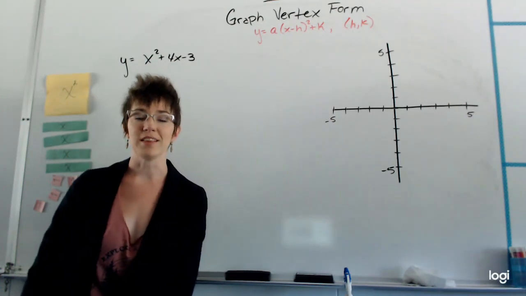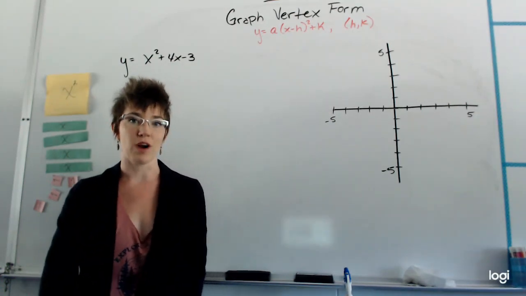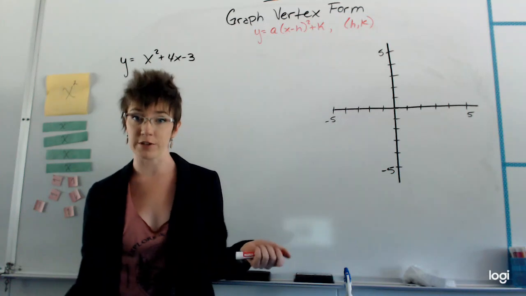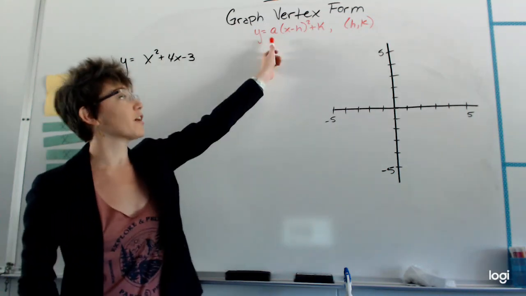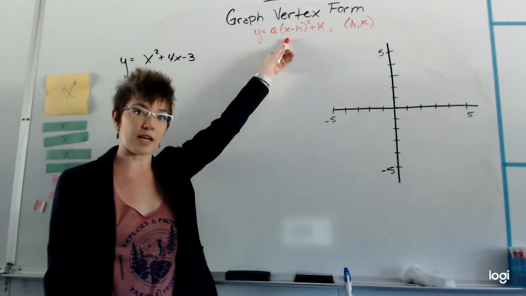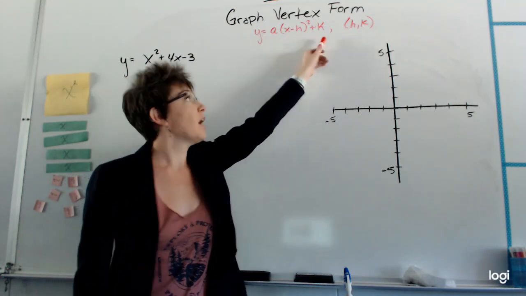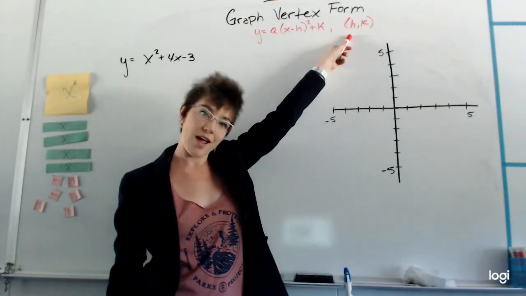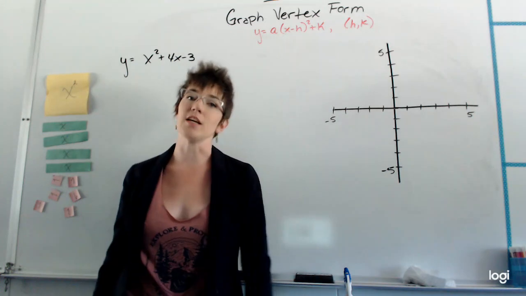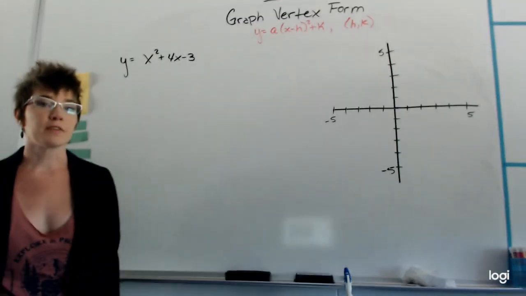Hey guys, so in this video I'm going to go over how to graph a parabola using its vertex form. So just a refresher, that vertex form is your a times x minus h squared plus k, and the h, k values tell you where your vertex is. Okay, so this video is going to be a little bit long.